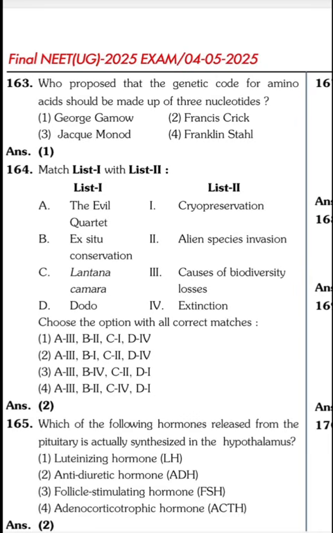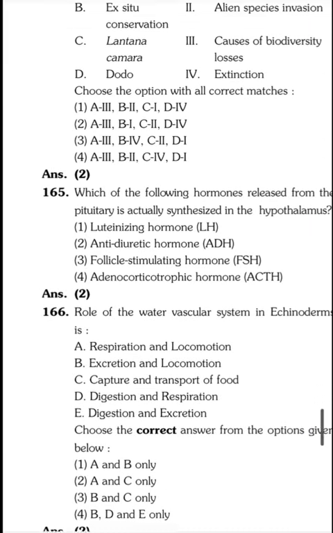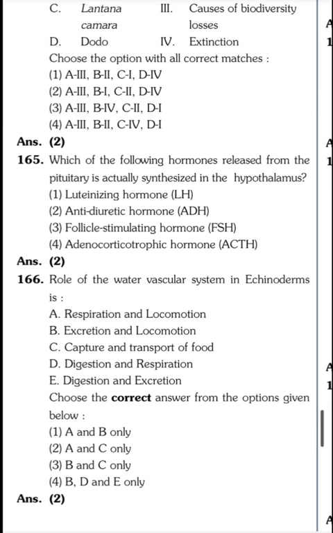Second option is correct. Which of the following hormones released from the pituitary is actually synthesized in the hypothalamus? So released from the pituitary. So hypothalamus, vasopressin, oxytocin. Vasopressin is also called antidiuretic hormone. So second option is correct, antidiuretic hormone.